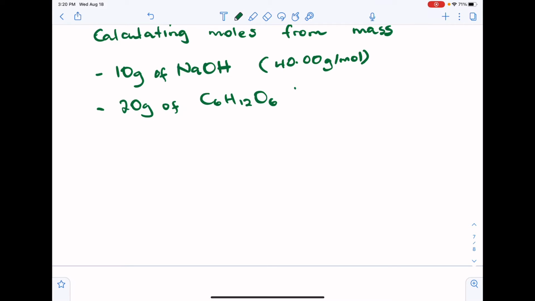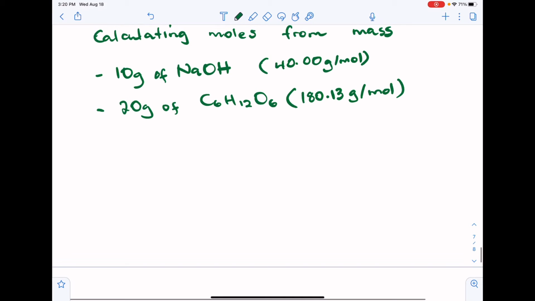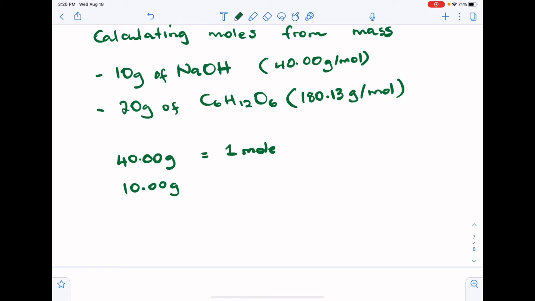sodium hydroxide. And then for glucose, we calculated this to be 180.13 grams per mole. Okay, so how do we determine the number of moles from mass? You can just think about this. If 40 grams equal 1 mole, then 10 grams will be how many moles?